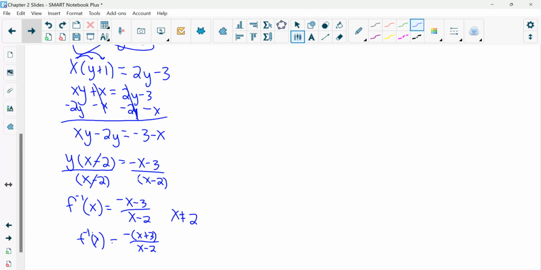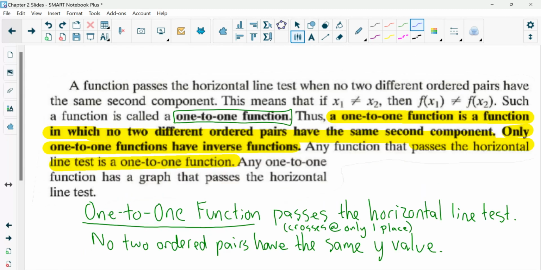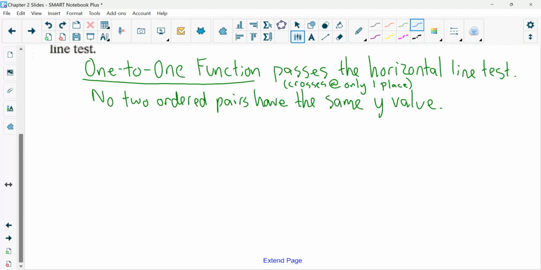The other part of what we did at the end of the period was the one-to-one function. So if you go back to where we were at yesterday, you might want to just make sure you have proper notes for that, for the one-to-one function. Okay, so that was kind of the end of the period yesterday. I know we were kind of running out of time. But just remember, if something passes the horizontal line test, then it's one-to-one. So passing the horizontal line test just means the horizontal line crosses at one spot. And another way of saying it is no two ordered pairs have the same y value. Okay, so if it's one-to-one, that also means that the inverse would be a function.